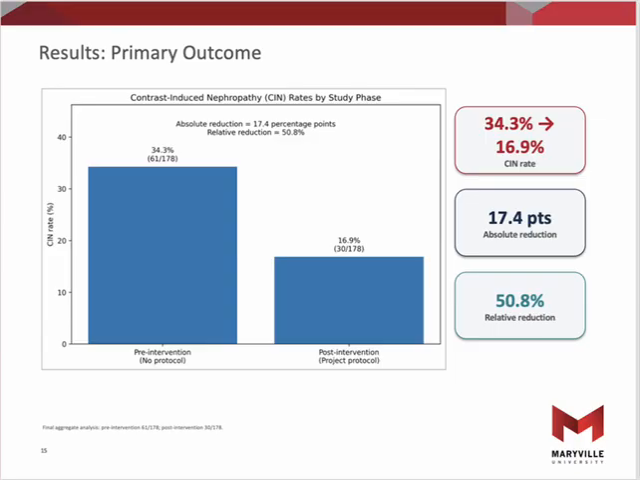Implementation of this LVEDP guided hydration protocol resulted in a 50.8% relative reduction in the rate of CIN from 34.27% prior to the protocol being placed to 16.85% with the protocol being placed.